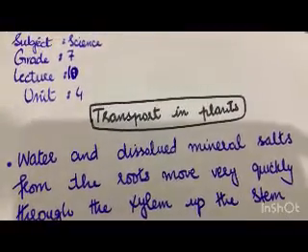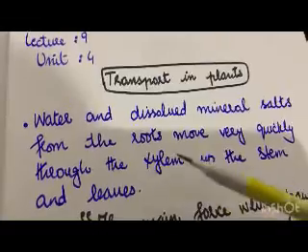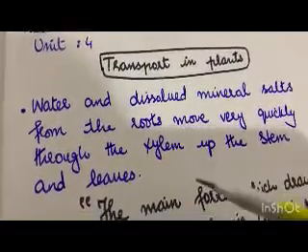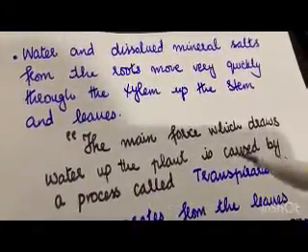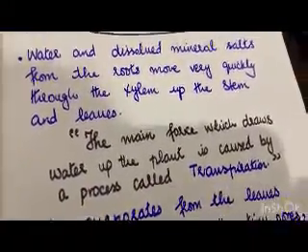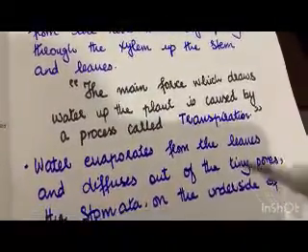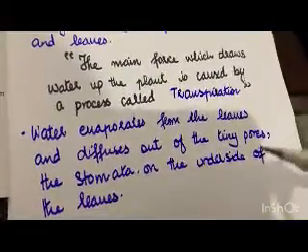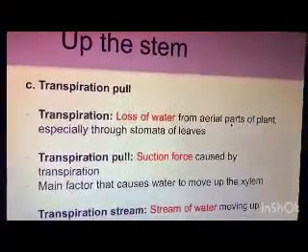Grade 7 subject science. Water and dissolved mineral salts from the roots move very quickly through the xylem up the stem and leaves. The main force which draws water up the plant is caused by a process called transpiration. Water evaporates from the leaves and diffuses out of the tiny pores, the stomata, on the underside of the leaves. Up the stem, the transpiration pull.